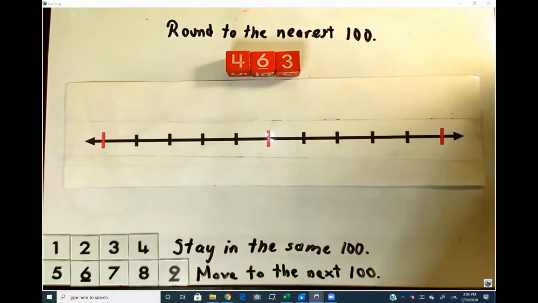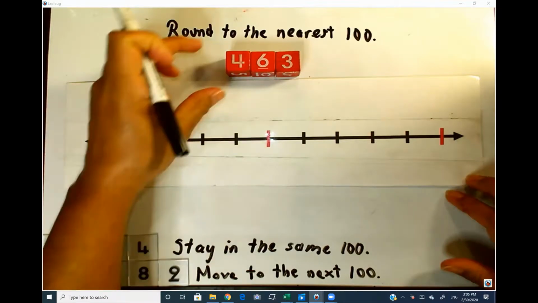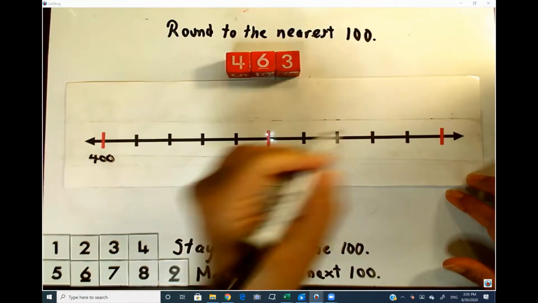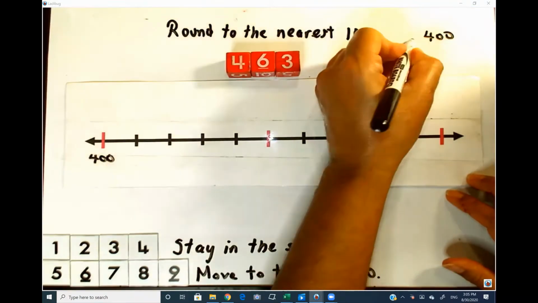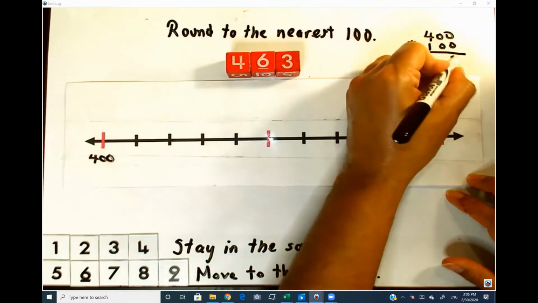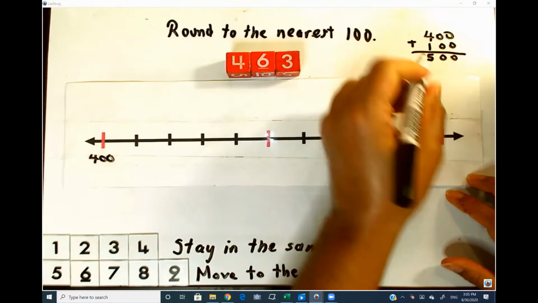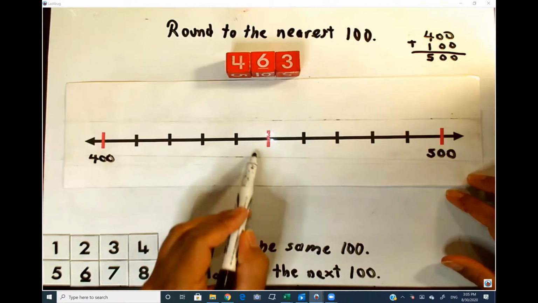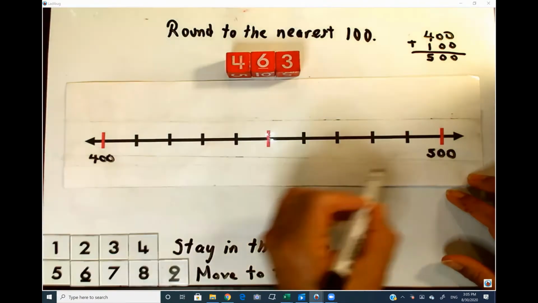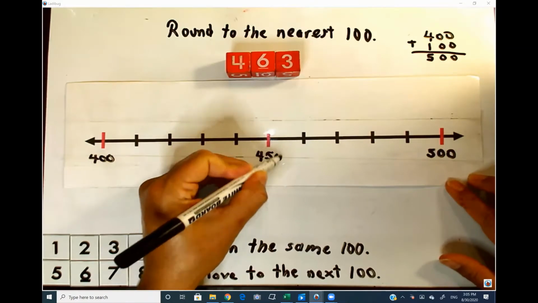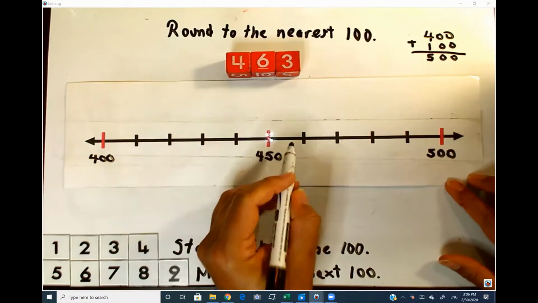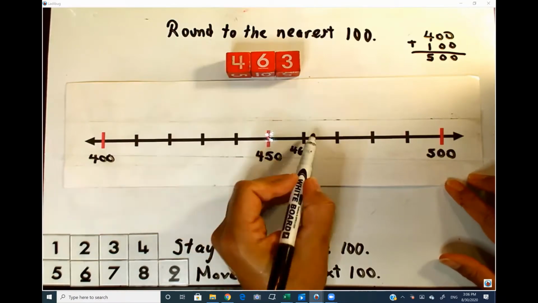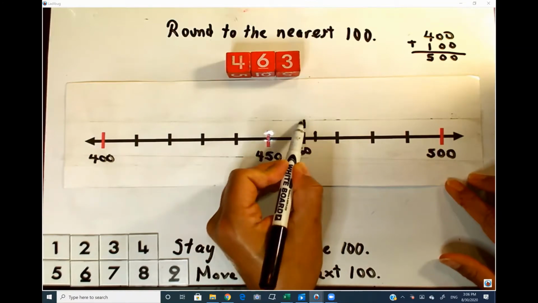The first thing we have to do is find the benchmark numbers. Because we have 400s here, my first benchmark number is going to be 400. Now, if I add one more 100, 400 plus one more 100, with 0 ones and 0 tens, that's 500, which is going to be my second benchmark number. Now, remember, we have to find the middle number, and between 400 and 500 it is 450. So the next space in my number line is going to be 460, and 463 is going to be somewhere around this area. So this is going to be 463.